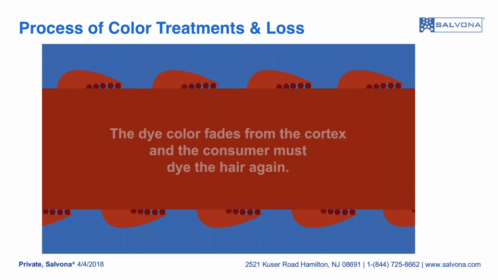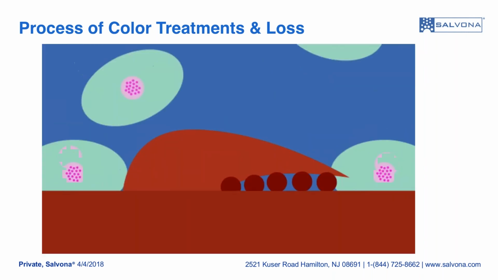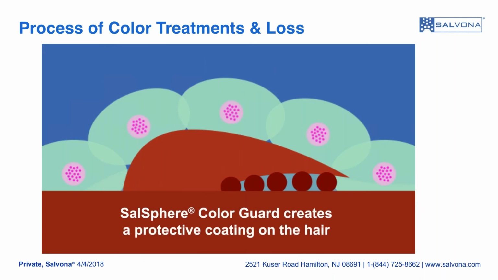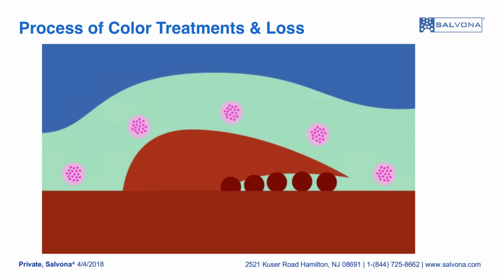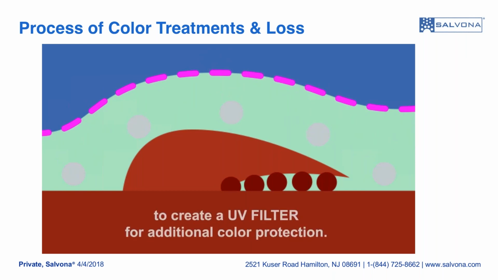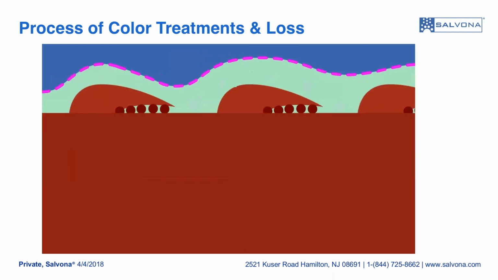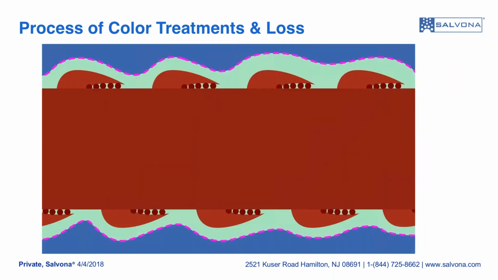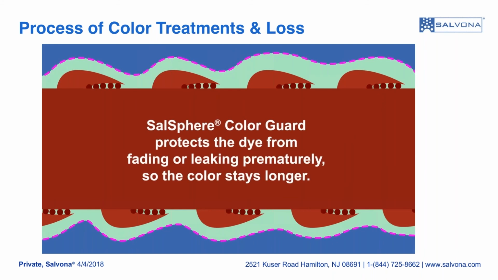Now, when we use the technology, this process is being protected. You see how the submicron spheres form a very thin protective coating on the hair. The natural ingredients and the sun filter generally migrate to the surface and therefore provide a stronger protection from the extraction, either by shampoos or by UV light. SalSphere Color Guard protects the dye from fading or leaking prematurely so that the color can stay longer in the hair.